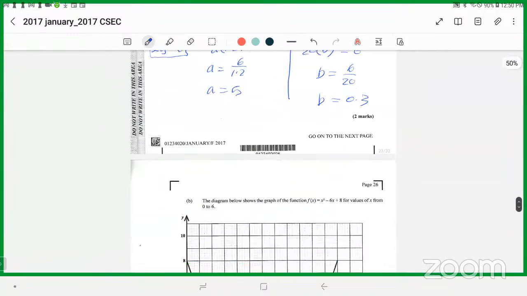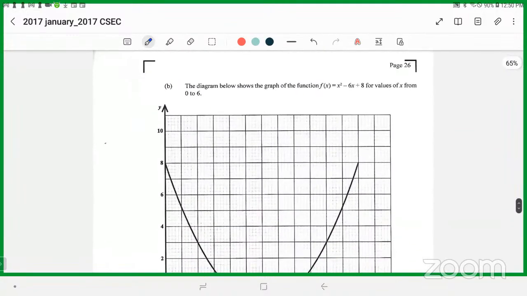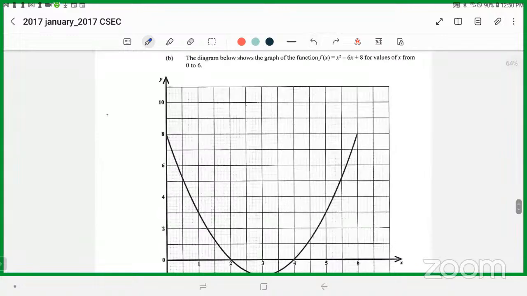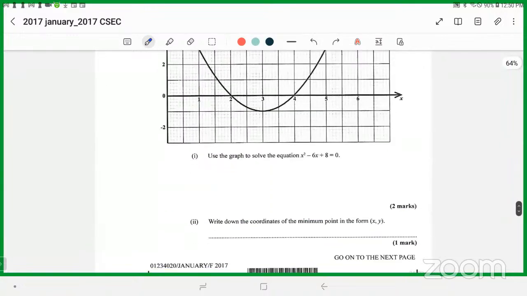Next question. It says, the diagram below is a graph of this quadratic function. Beautiful. They give me the graph. I can get everything I want from the graph, between x value of 0 and 6. Let's see what I want. It says use a graph to solve this equation. Remember, when you solve a quadratic equation, it leads to the roots.